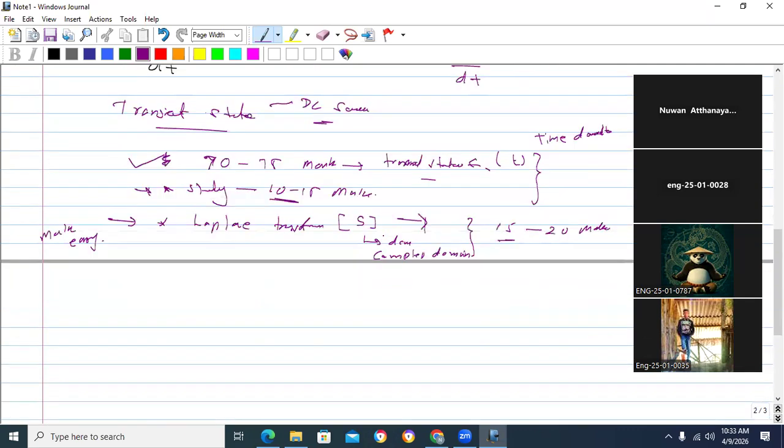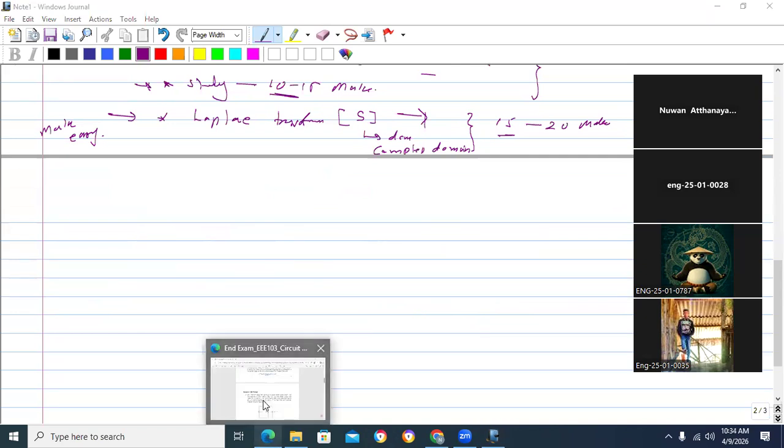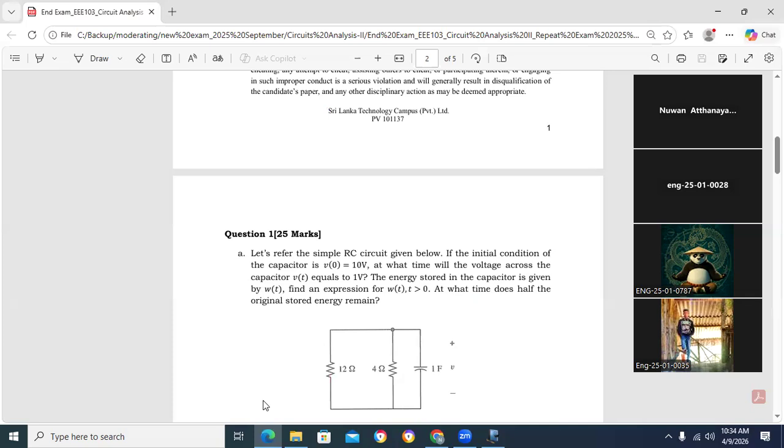Okay, if not, we will move to the model paper. Okay, so the model paper, actually that is not a model paper, that is the last year paper.